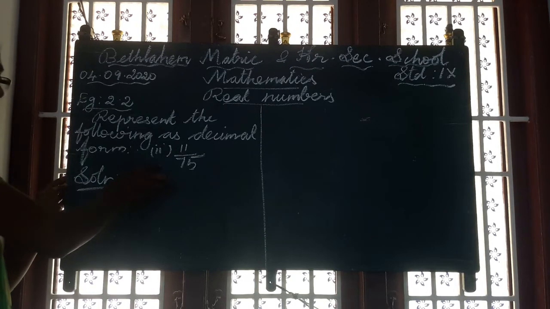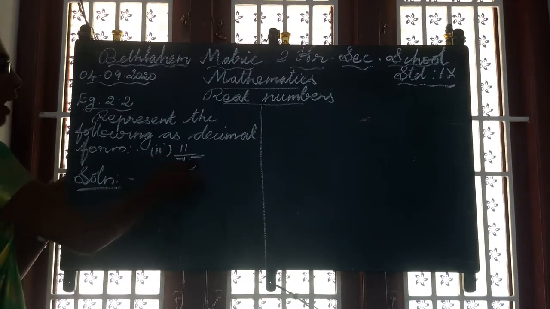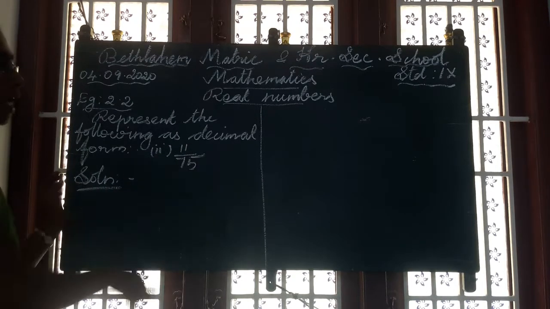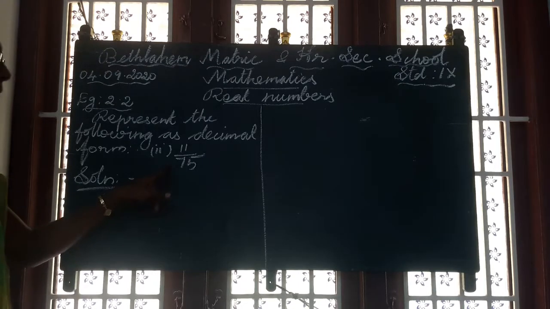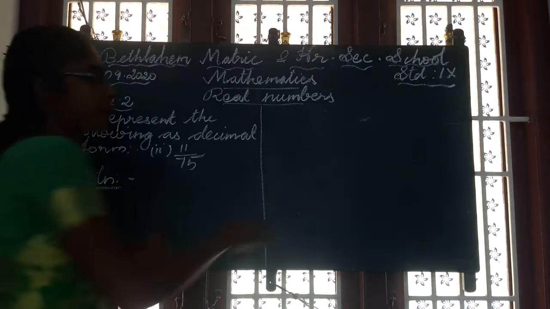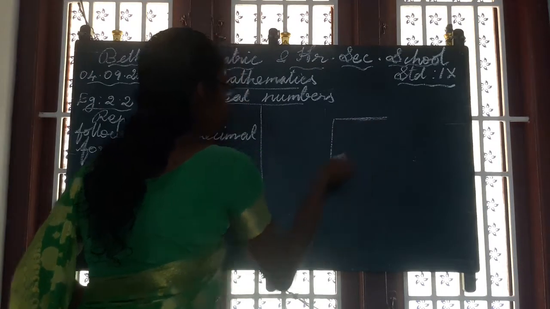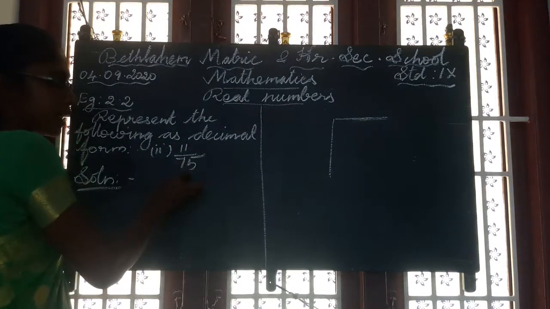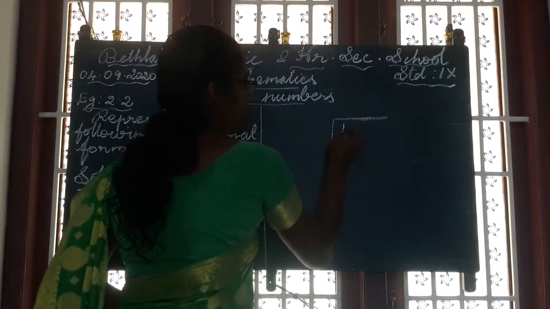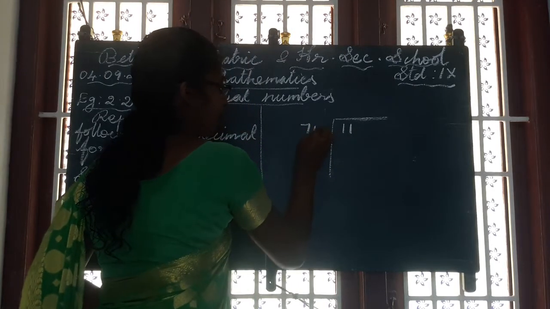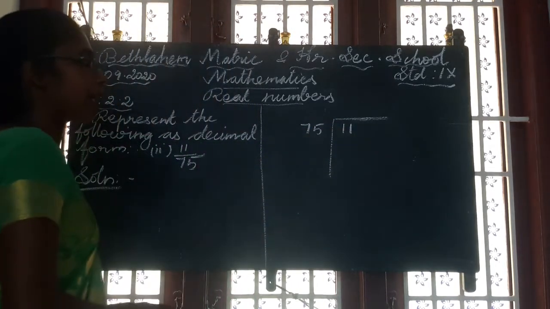Okay. Next, in the previous class, I asked you to represent the following in decimal form. The first question I have completed. The second question I told you to complete. If you did not complete that, once again I am teaching. Please listen here. First, 11 by 75. You want to write this in decimal form. 11 inside, 75 outside.